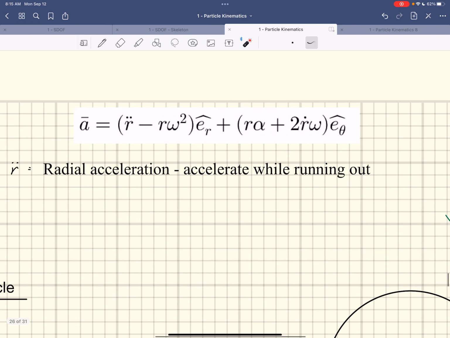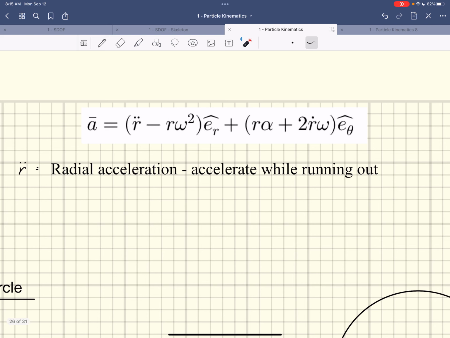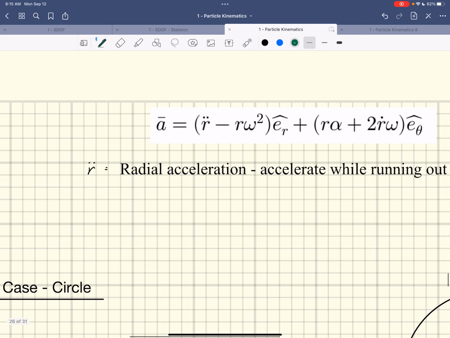That one's pretty straightforward. The r omega squared, what's that one? We've seen that, we just covered that one last time. We saw it in normal tangent. R omega squared, centripetal acceleration.